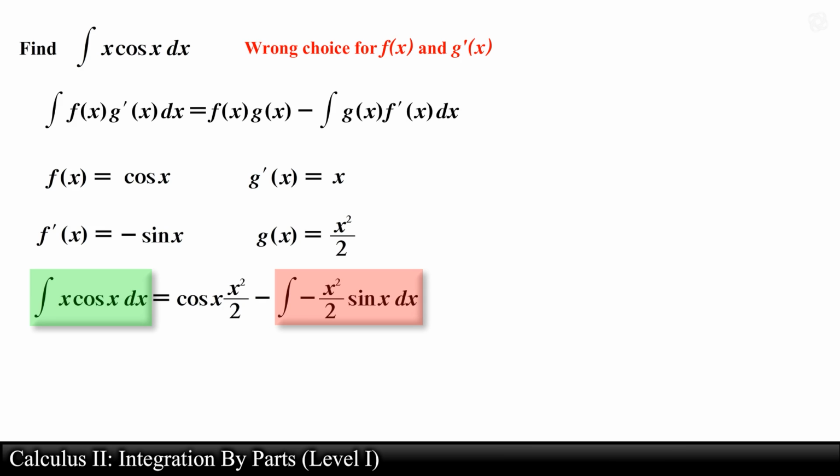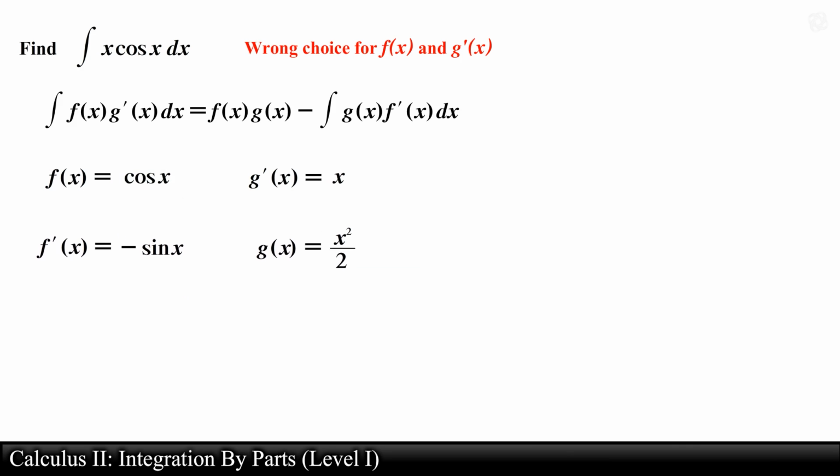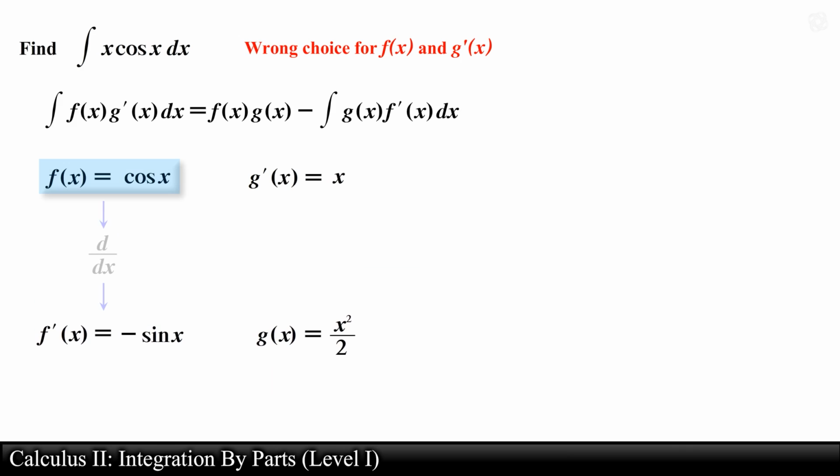This is a telltale sign that you assigned your f of x and g prime of x functions wrong. The main point is to obtain a simpler integral. At this point, you should start over and switch the corresponding functions. A tip to avoid starting over is by mentally taking the derivative of your assigned f of x function and taking the integral of your assigned g prime of x function, and check to see if those functions become simpler.